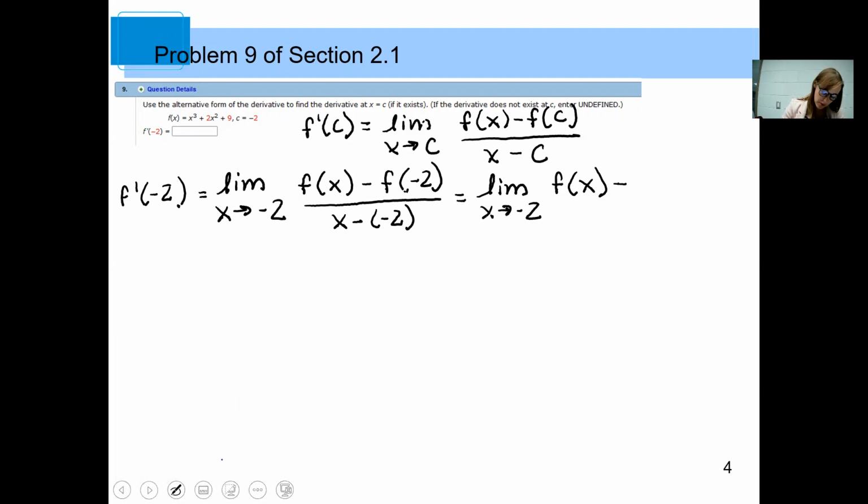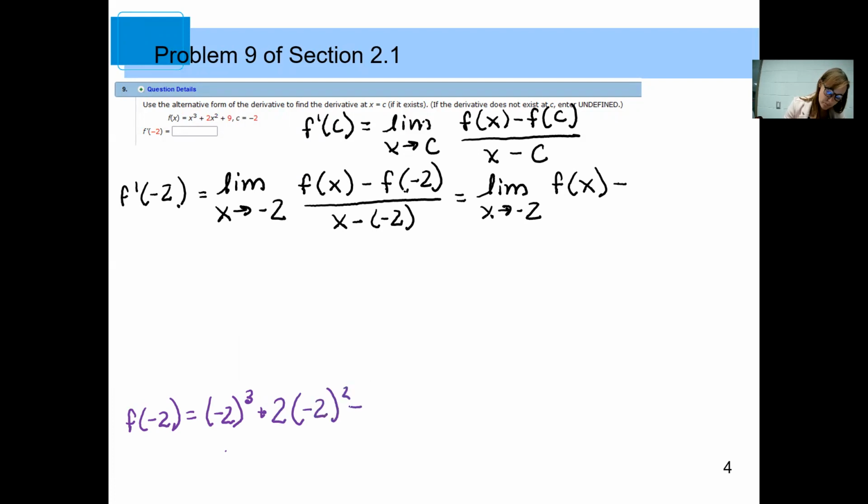I'm going to pause here and do some side work. Let's look at what f of -2 is. We're evaluating this function at -2, so I have -2 to the third, just replacing that x with a -2. This is going to be -8, plus -2 squared gives us 4, which is 8, and then we have 9. So here we're going to get 0 plus 9, so this right here gives us 9. And we'll go from there.